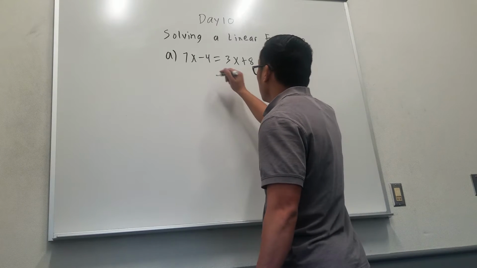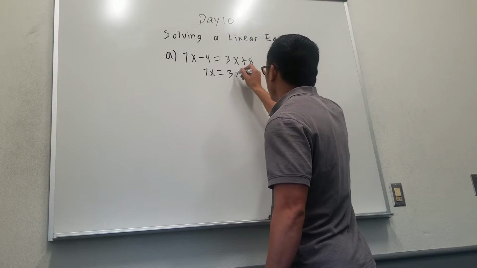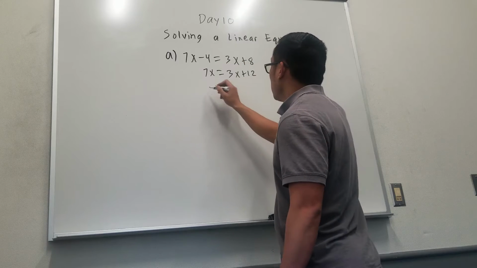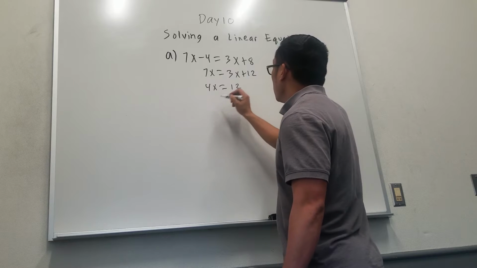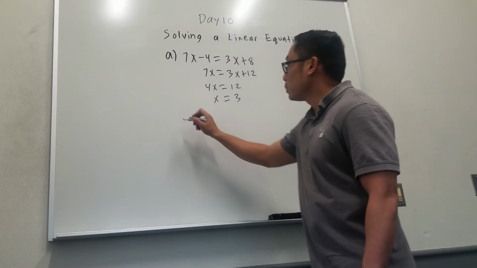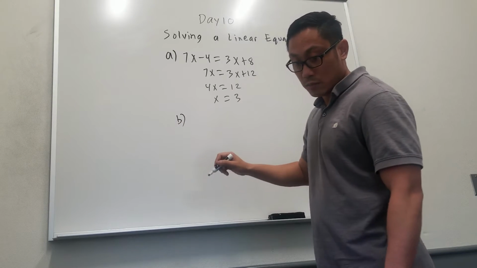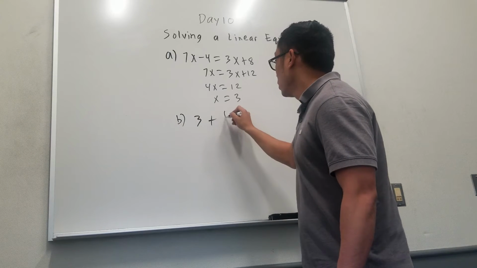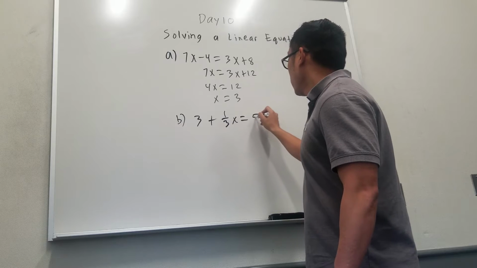If I add 4 to the other side, I get 7x equals 3x plus 12. Then I subtract 3x, I get 4x is equal to 12. And x is equal to 3, right? If I divide by 4. Right, let's do b. 3 plus 1/3 x is equal to 5. So try it out.